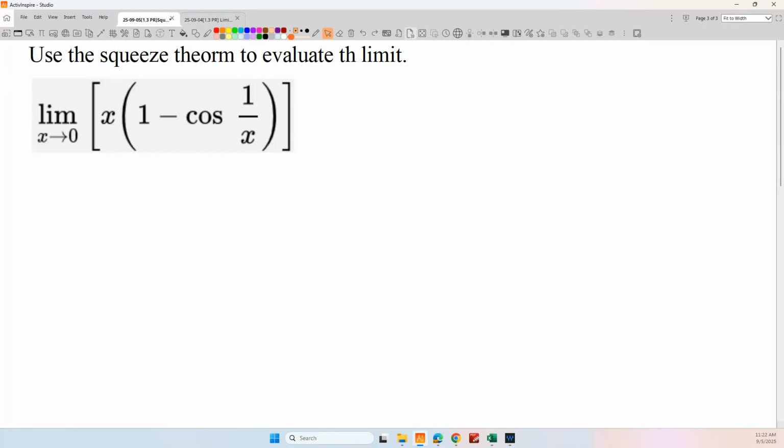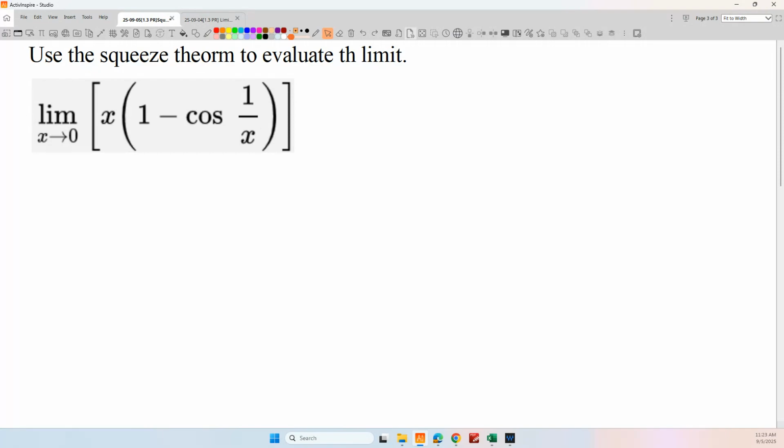We could do it very similarly. We could take this whole expression. What would the expression 1 minus cosine of anything have to oscillate between? 0 and 2, right? Because cosine is going to oscillate between negative 1 and 1, and if we're subtracting that from 1, this would oscillate between 0 and 2. So we could do it that way.